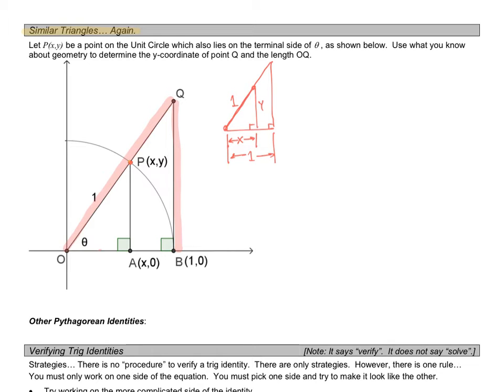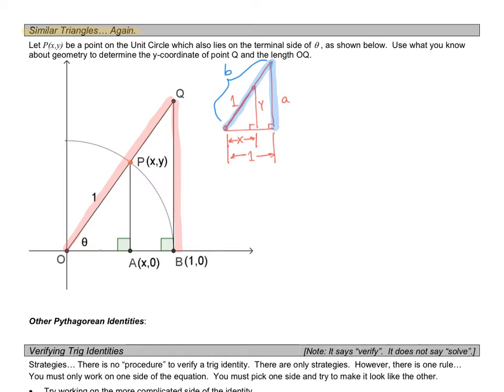So we're asked to find this length here. I'm going to go ahead and label that. I don't know what letter to use, so let's just use lowercase a. And then we're also asked to find this length here, and just for fun, let's call that b. So b is this entire length right here. Well, let's look at a first.